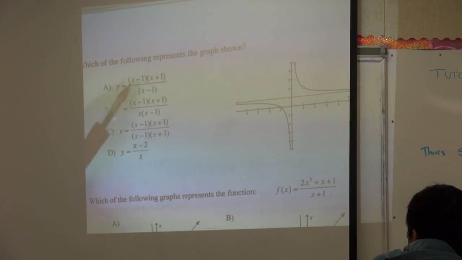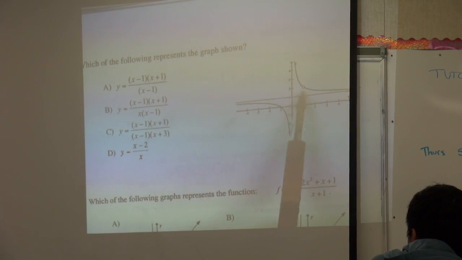In A, there would be a slant asymptote, not a horizontal. The answer could be B, it could be C. I doubt that it's D because the graph also has a hole. So something canceled.